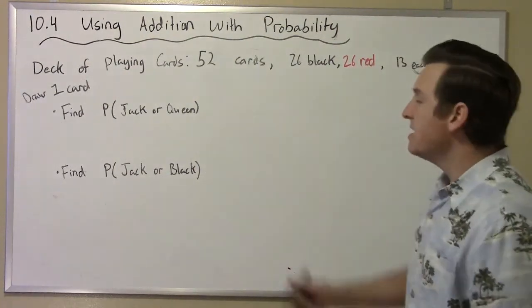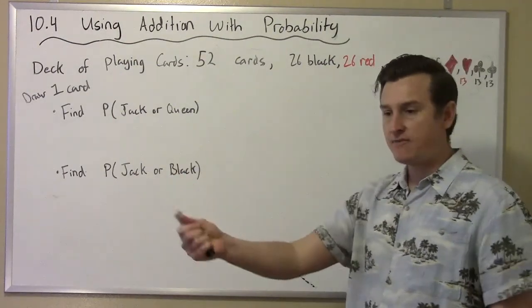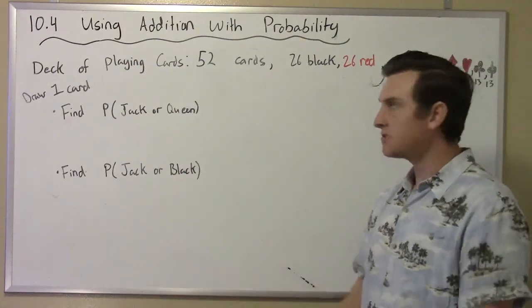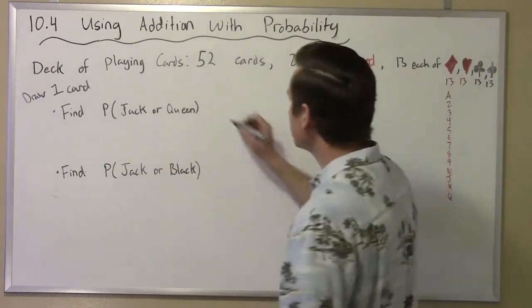Okay? So the first thing we have to think is, is this mutually exclusive, or is this inclusive or overlapping? Is there a way that you can pull one card and have it be a jack and a queen? The answer is no. So this right here is mutually exclusive.